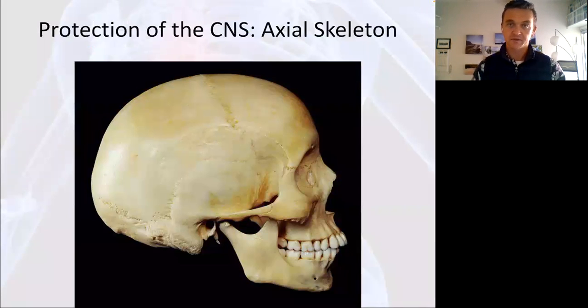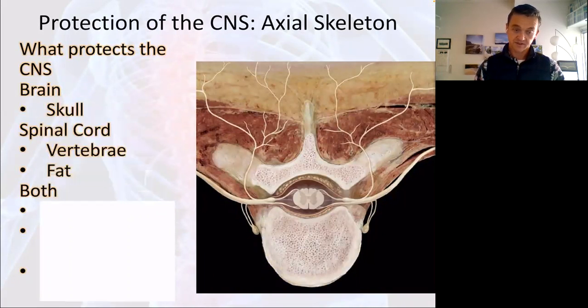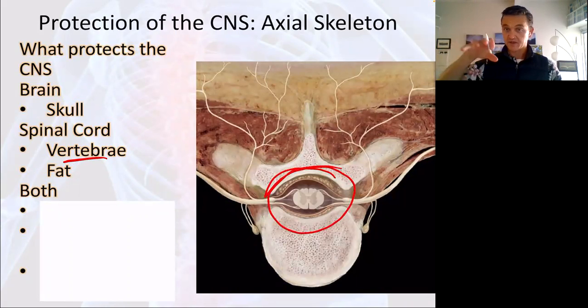All right, let's talk about the protection of the spinal cord, or the CNS. How do we protect it? Obviously, the skull is incredibly important for the brain. So the brain's protected by the skull. Spinal cord is protected by those vertebrae, right? Those vertebrae have a nice hole in them, but it's completely surrounded by bone. Nice hole for that spinal cord to pass through.